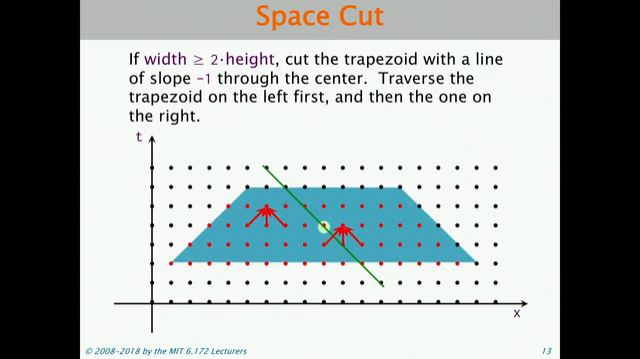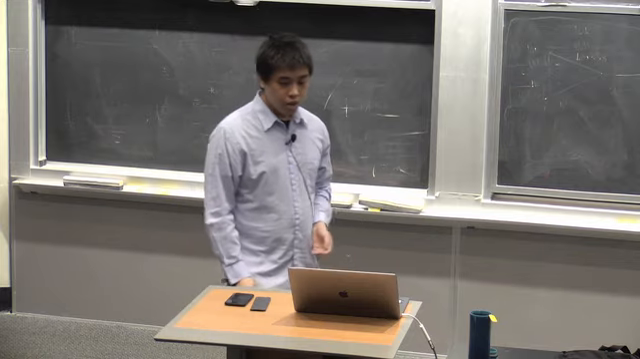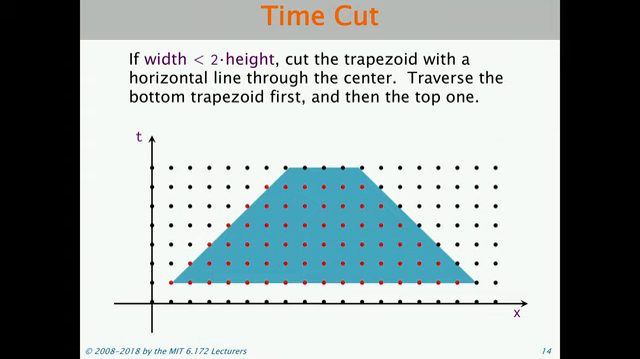So this is one of the two cuts. This is called a space cut, and it happens when the trapezoid is too wide. The other cut is the time cut. I'm going to cut with respect to the time dimension, and this happens when the trapezoid is too tall, so when the width is less than twice the height of the trapezoid.